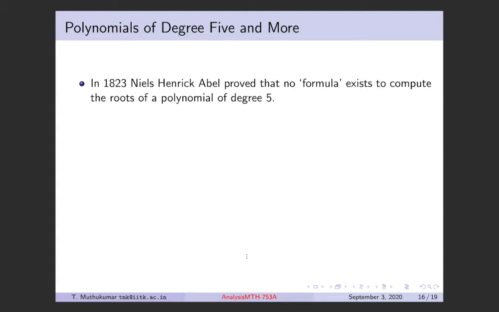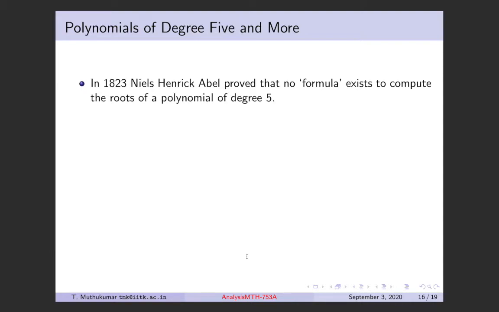And then what happens to the quintic equations, the fifth degree and so on. So polynomials of degree 5 and more, quintic and more. After the fourth degree was solved, in the mid 16th century, we knew the formula for cubic and quartic equations, and then people started looking for a formula for degree 5 and more. And finally in 1823, almost after 300 years, Abel showed that no such formula exists for the roots of a polynomial of degree 5.